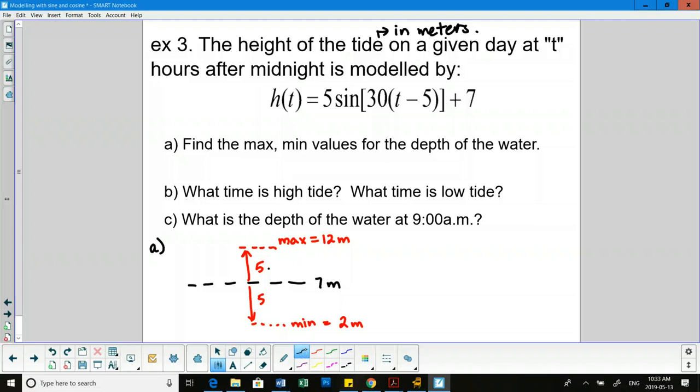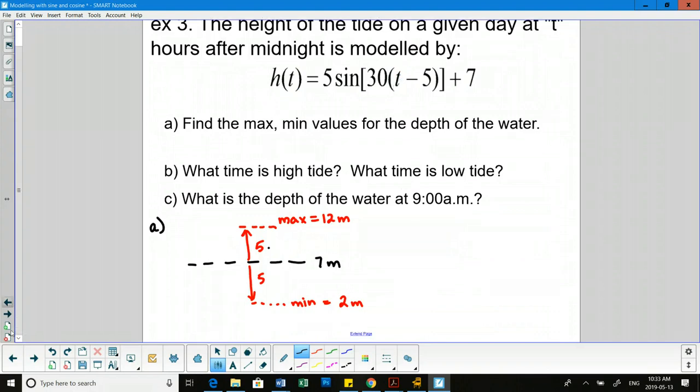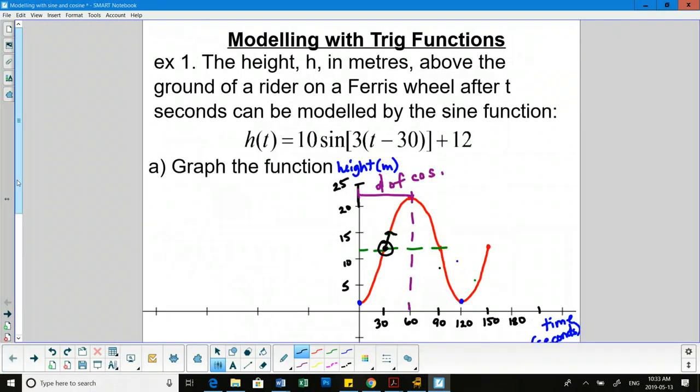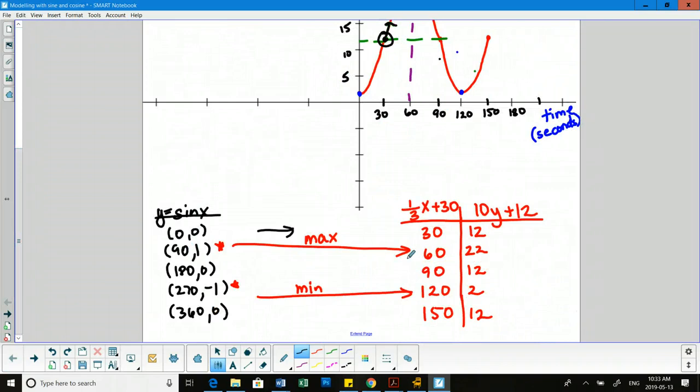So what time is high tide and what time is low tide? That's a little more challenging. We have a couple options here. We can try to plug in 12 and 2 for our height and solve for time, which might be challenging. Or we can use the idea I showed you in the first question, where the max and min get transformed to the max and min here. Perhaps we can take our max and min points of sine and perform some transformations on them to see what the x coordinates do. Okay, so that's what I'm going to do.